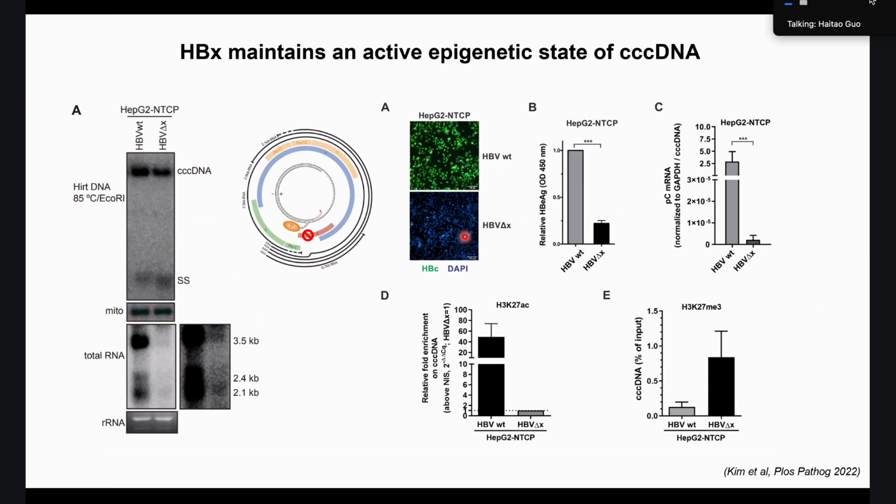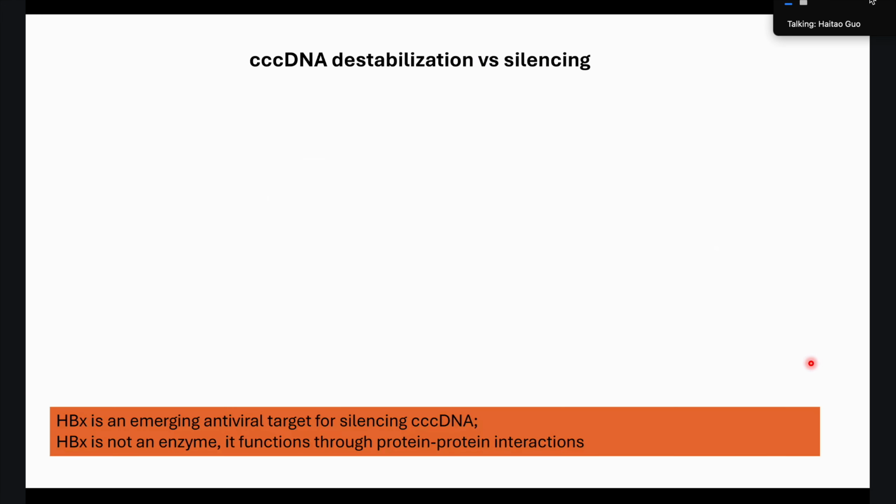This shows that in the absence of X protein, the cccDNA almost completely loses its transcription activity. By this immunostaining, you can also see that, and also by E antigen and the pre-core mRNA in the cell. Also, without the X, you can see a decrease of the activating histone marker, H3K27 acetylation, and an enrichment of the repressive marker on the cccDNA. So X protein is a very important molecule in maintaining the cccDNA epigenetic status.